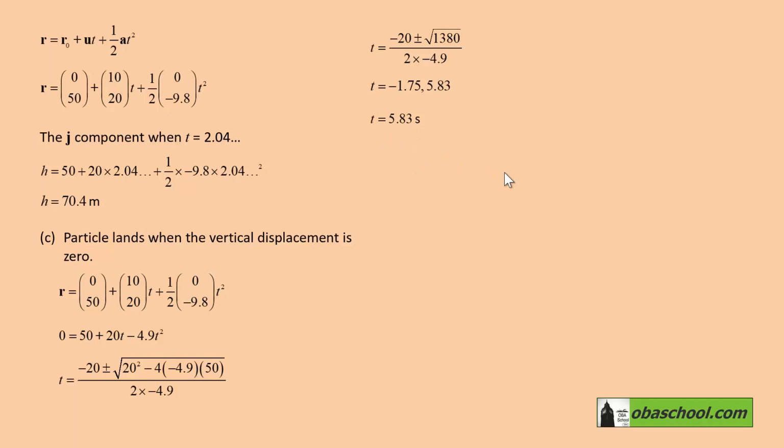What we need to find out where the object lands is the horizontal displacement at this time. And so that's 10 times 5.83. Remember, all we're doing is substituting 5.83 into here and just looking at the horizontal component. So that's 58.3 meters.